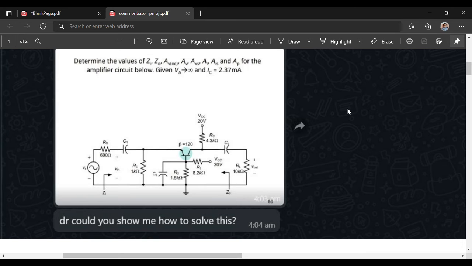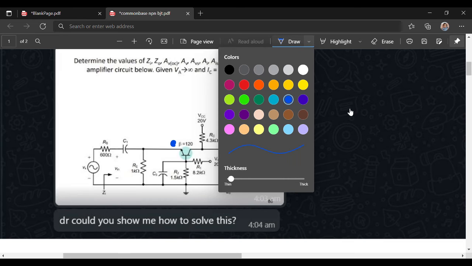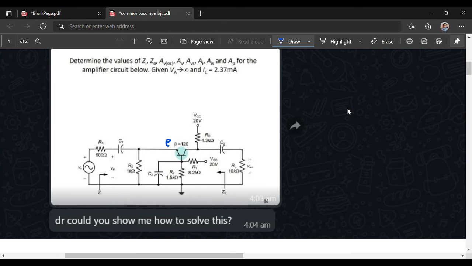Okay, let's try to do another exercise. Firstly, determine where the terminals of the BJT are. Always remember, the arrow is at the emitter. Here is the base, and the other one is the collector. Here the input is connected to the emitter, and the output is at the collector.